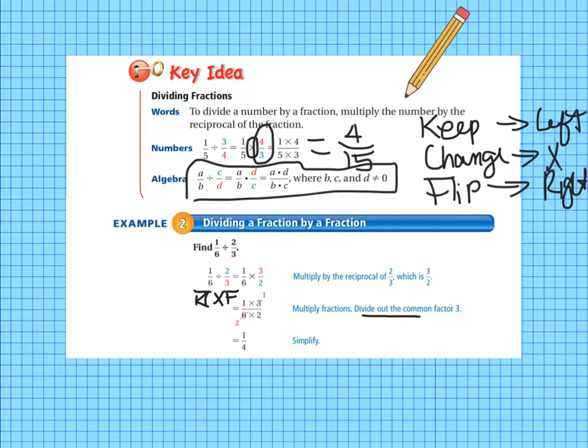We divide out the common factor, 3. So 3 goes into itself once, it goes into 6 twice. Then we multiply. 1 times 1 is 1, and 2 times 2 is 4. So our answer is 1/4.